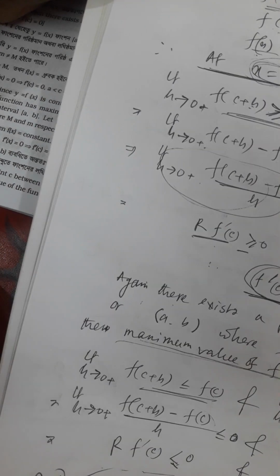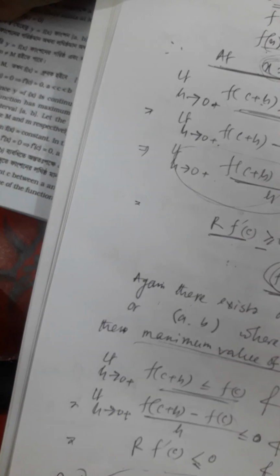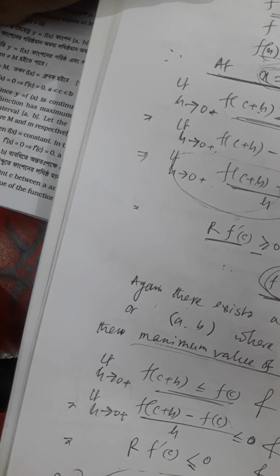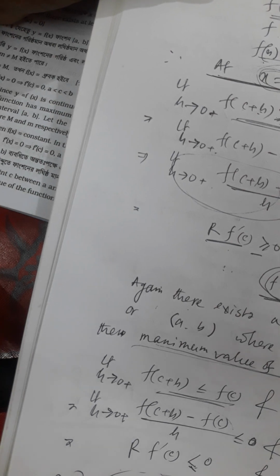Rolle's theorem means f'(c) equals 0, where c is any value in the interval a to b.